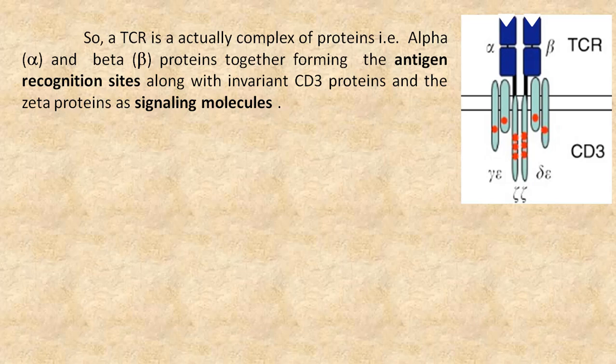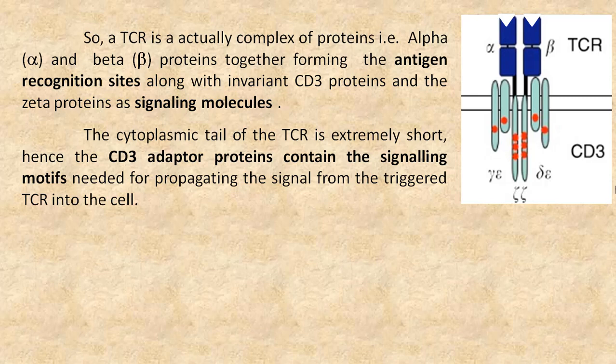So a TCR is actually a complex of proteins, alpha and beta proteins, together forming the antigen recognition sites along with invariant CD3 proteins and the zeta proteins as signaling molecules. The cytoplasmic tail of the T cell receptor is extremely short. Hence, the CD3 adapter proteins contain the signaling motifs needed for propagating the signal from the triggered TCR into the cell.